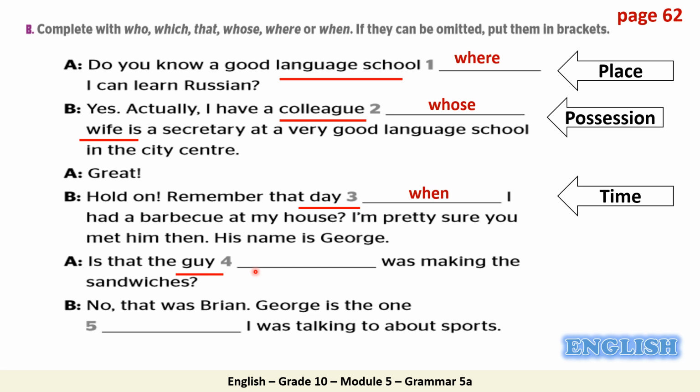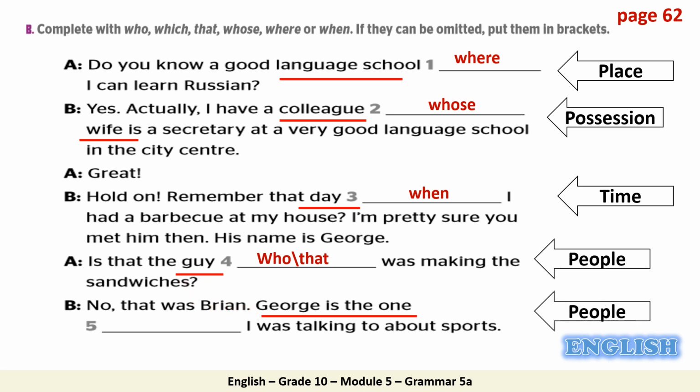How about number 4? We have the guy. The guy obviously is a person. So we will be using "who" or "that." Excellent. And number 5, George is the one. George is a person. With that, we will be using "who" or "that." Excellent.